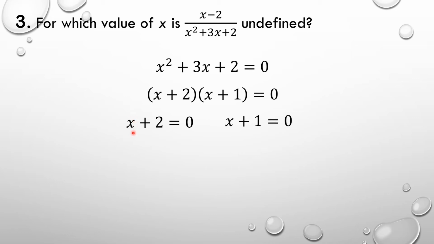In the first factor, subtract 2 from both sides. We will get x equals negative 2. And in the other factor, subtract 1 from both sides. We have x equals negative 1. However, in our choices, it is negative 2 that is included. Therefore, this is our answer. And that is letter A.